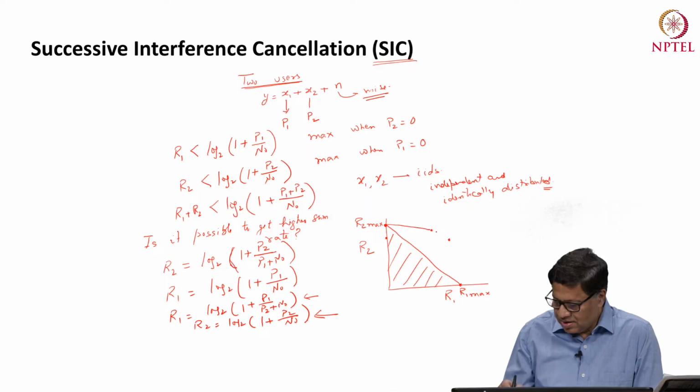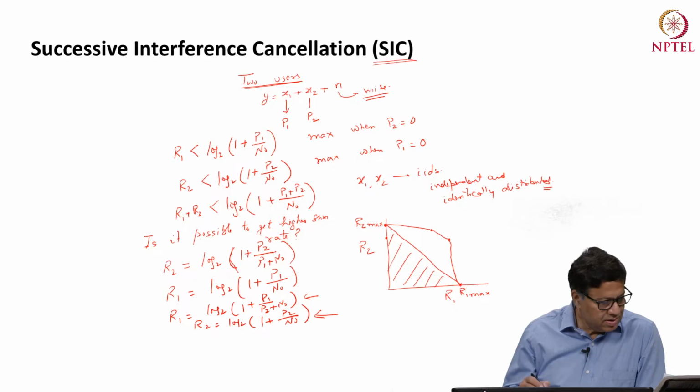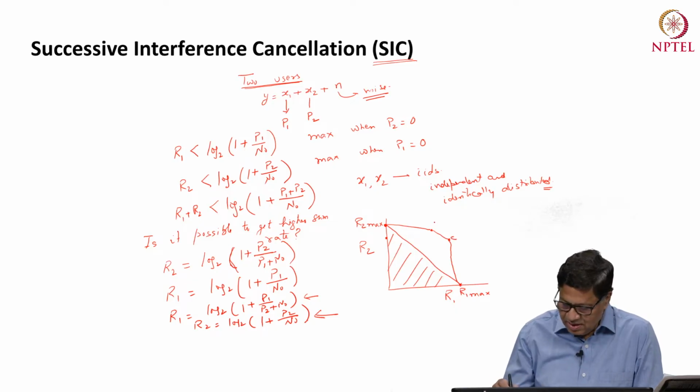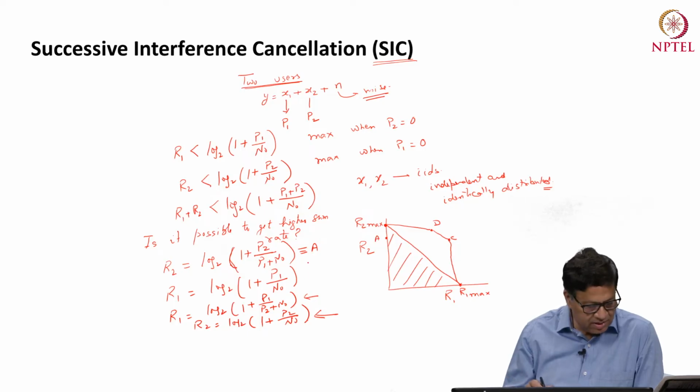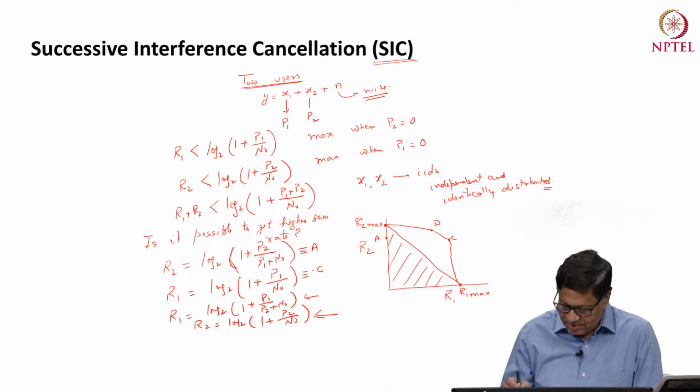So this is say C and D. This point is actually R2 is A, this will be A here, and this point is C, and similarly you have the D point. So this is R1 log 2, so D will be somewhere here. So this is D, and then you have R2 max will be somewhere here.